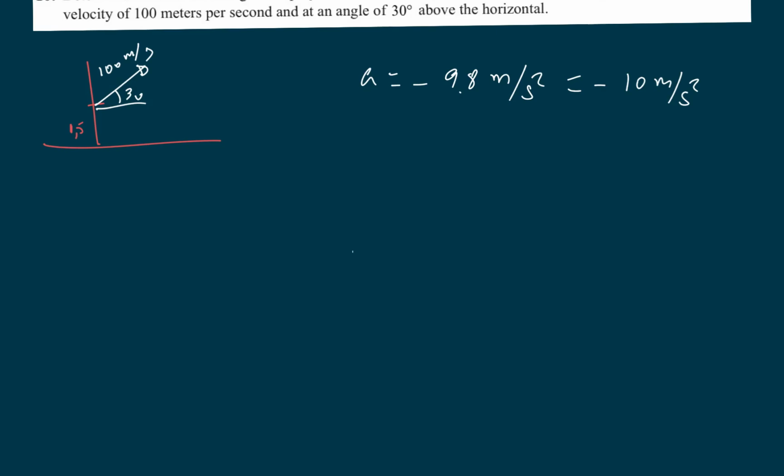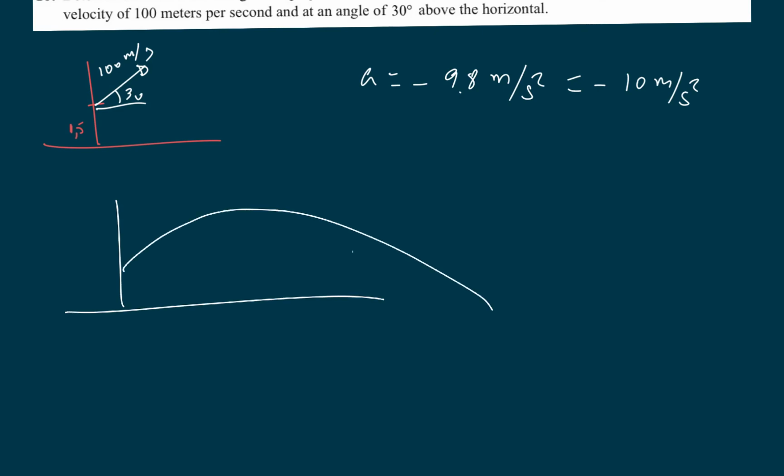So how will we do this problem? How will we find the maximum height? When will the maximum height occur? This is interesting. The object will follow a parabola. The maximum height will occur somewhere here.